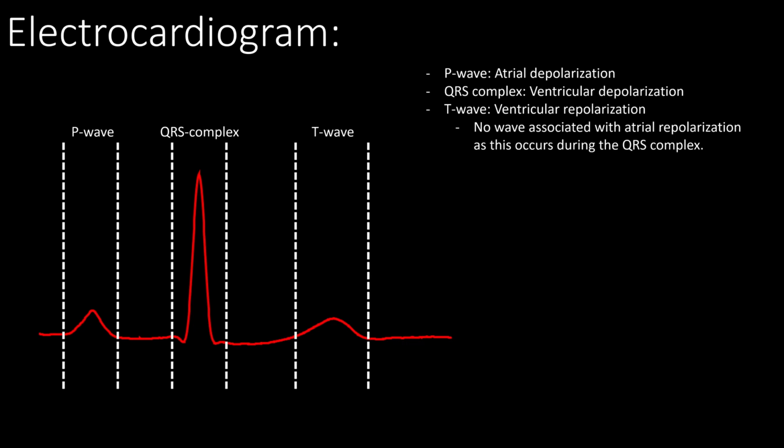Together, the QT interval is representative of the time it takes for both ventricular depolarization and repolarization to occur, therefore giving the time of a total ventricular action potential. There is no wave to represent atrial repolarization, as this phase occurs at the same time as the much greater ventricular depolarization, which masks the smaller atrial repolarization wave.